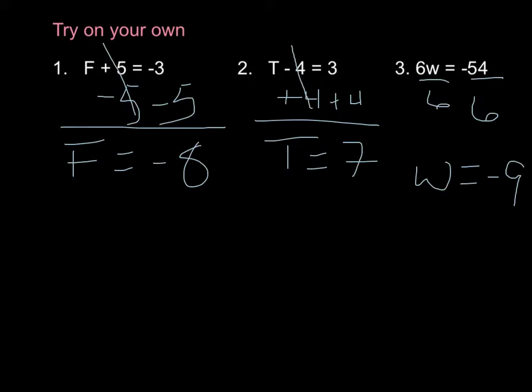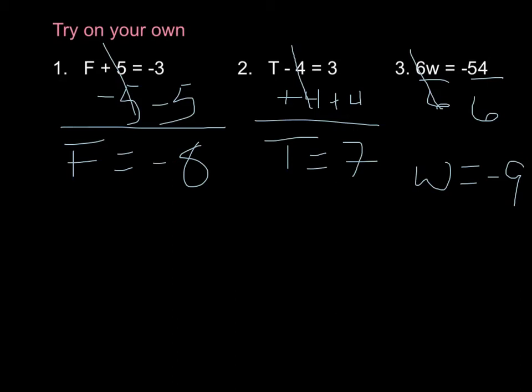In my third and final example, I have 6w equals -54. Remember, when we have a coefficient next to a variable, it means we're multiplying. So in this case, my inverse operation is division. I divide both sides of my equation by 6. The 6's cancel out, and I'm left with w on my left side of my equation. -54 divided by 6 is -9. Therefore, I know w is equal to -9.